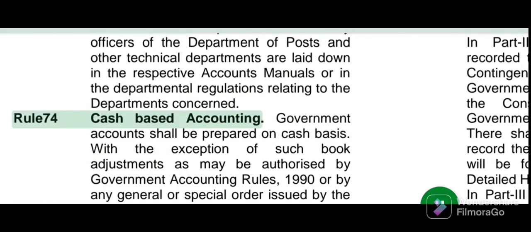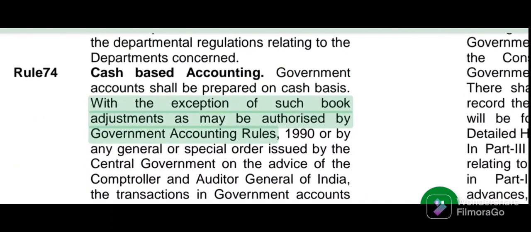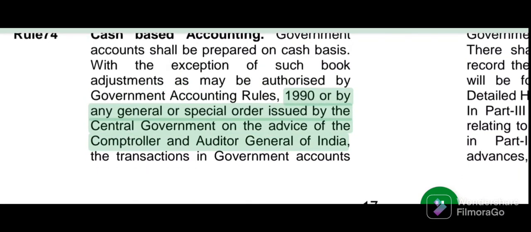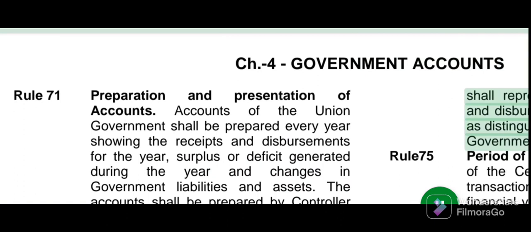Rule 74: Cash-based accounting. Government accounts shall be prepared on cash basis, with the exception of such book adjustments as may be authorized by Government Accounting Rules, 1990, or by any general or special order issued by the central government on the advice of the Comptroller and Auditor General of India. The transactions in government accounts shall represent the actual cash receipts and disbursements during a financial year as distinguished from amounts due to or by government during the same period.